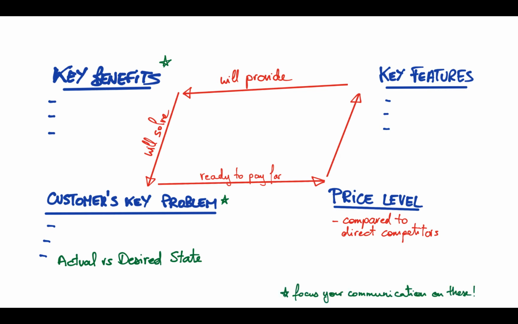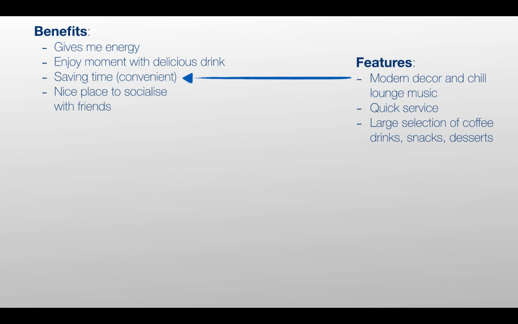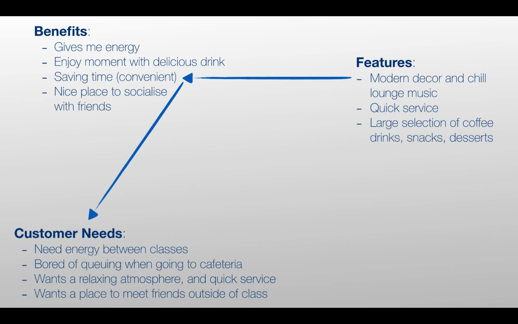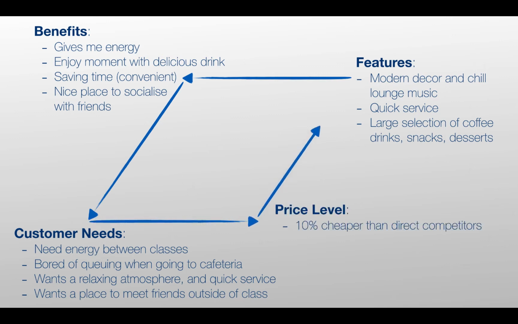Illustrated here in green are the elements you should really focus on when creating your communication plan. I have then tried to do the same for coffee beans as we finalized the FAB worksheet. So we have the features identified here, which provide these key benefits to our customers, solving their key needs. And looking at that, we are actually at a price level that is even cheaper than direct competitors.